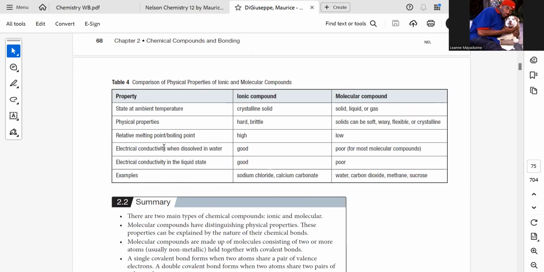Okay, so relative melting and boiling points: ionic compounds have high melting and boiling points. Molecular compounds have low melting and boiling points, except for compounds like diamond. Those are actually called network compounds, and we'll discuss that later. Electrical conductivity when dissolved in water: ionic compounds have really good conductivity. Molecular compounds have poor conductivity.